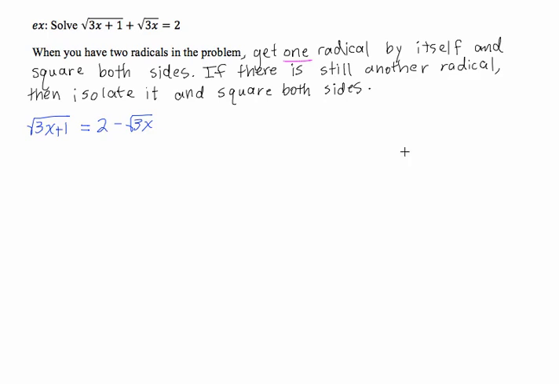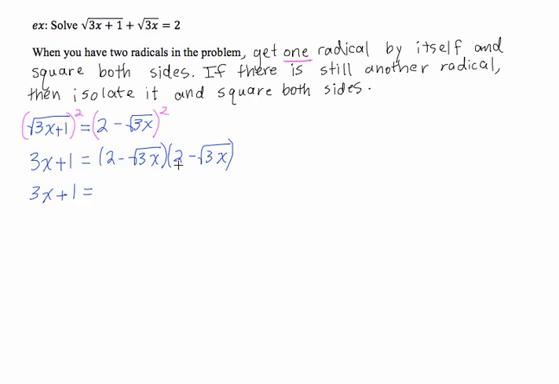Now I'm going to square both sides. I'm just choosing to isolate this bigger radical first. Square root of 3x plus 1 all squared is 3x plus 1. And of course, don't forget to FOIL. I'm going to write it out to make it a little easier to see here. Don't hesitate to write a lot of steps. If it helps prevent you from making a mistake, just write the step out.